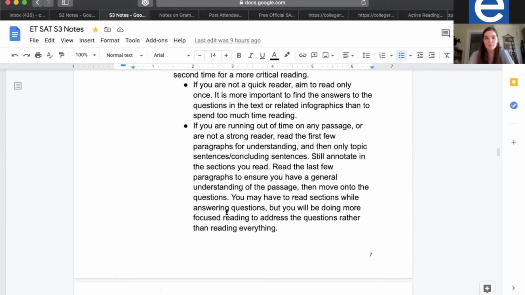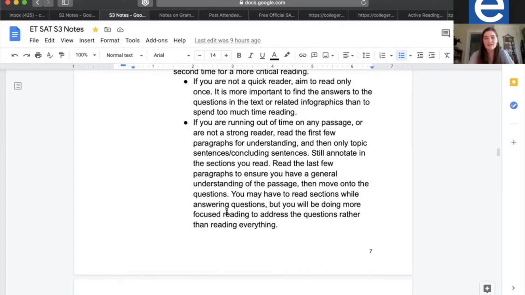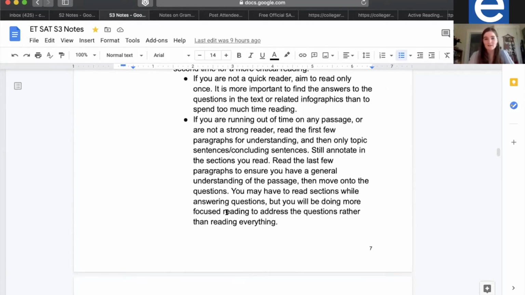Okay, it is important to find the answers to the questions in the text or related infographic. It's more important to find the answers in the text or in the infographics than it is to spend too much time reading. No one should be spending too much time reading. Okay, and I'm going to get into specific time amounts in just a second.